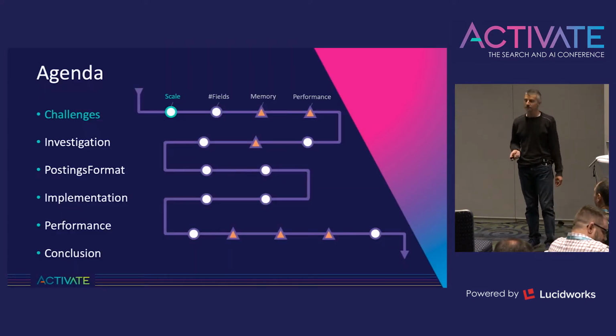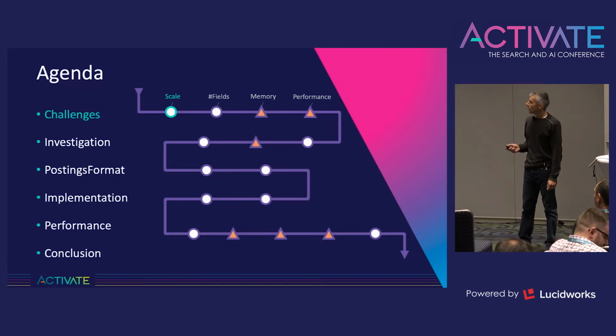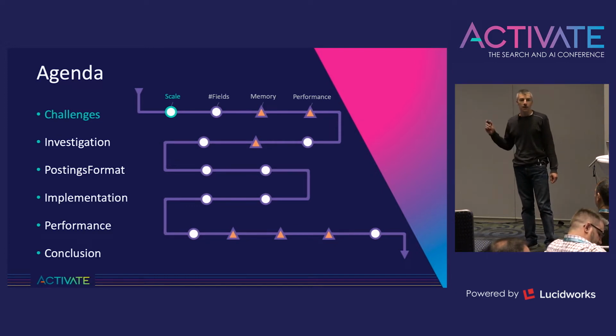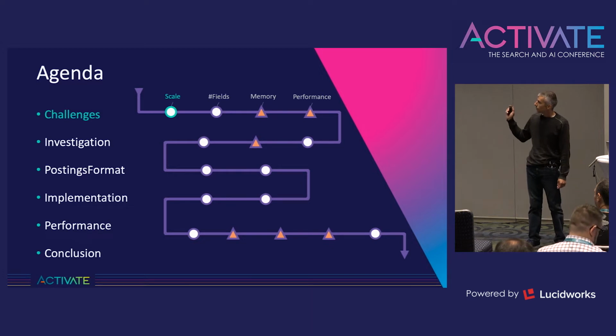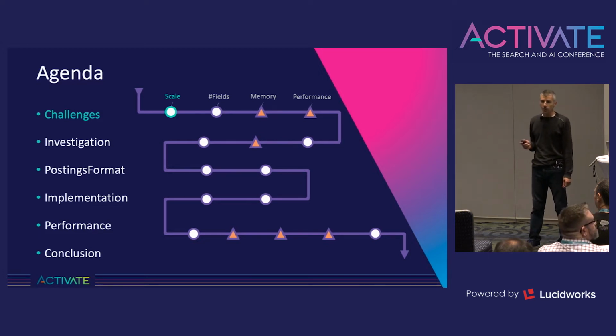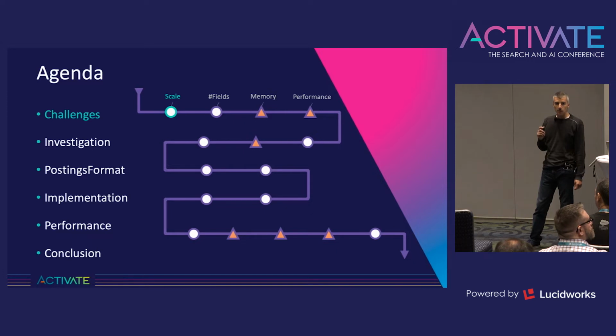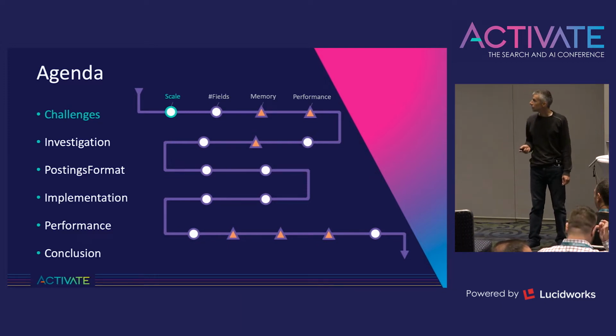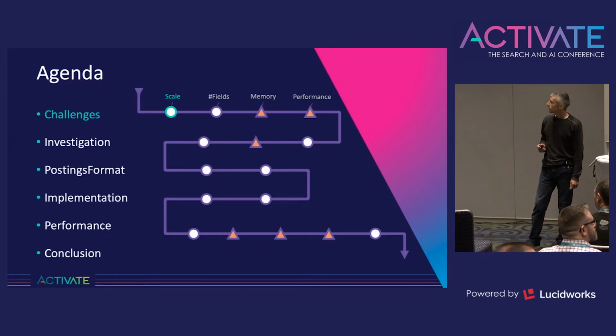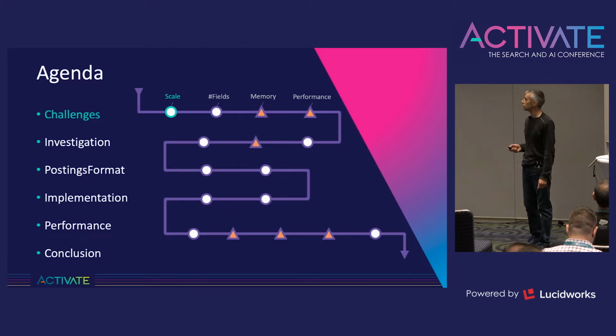Here is the agenda. On the left, the agenda sections. On the right, the journey map. For each agenda section, we have a line in the map. White bullets represent challenges and solutions, while orange triangles represent issues and obstacles. So first, let's put some context about the scale, number of fields, and the issues.